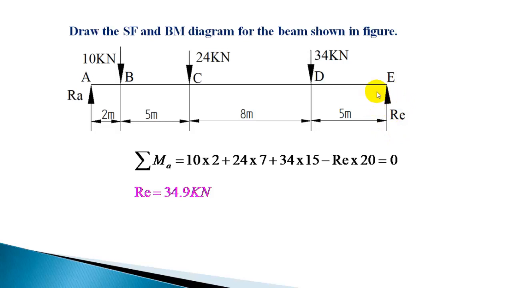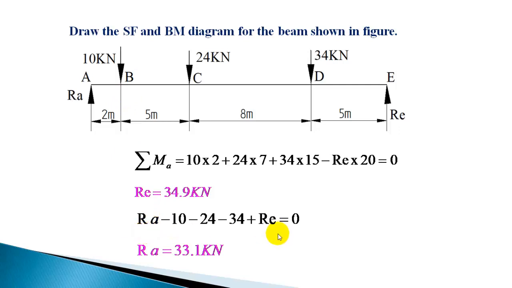Now once you get this support reaction, you can find out the total downward force, that is 10 plus 24 plus 34, 68 is the total downward force. Out of 68, this support is sharing 34.9. So remaining 33.1, that is 68 minus 34.9, remaining load has to be shared by this support. So that will be 33.1 kilonewton. So that way you can calculate RA.